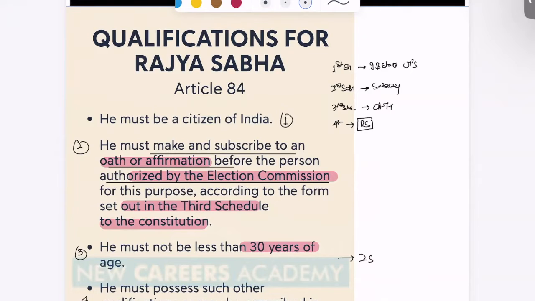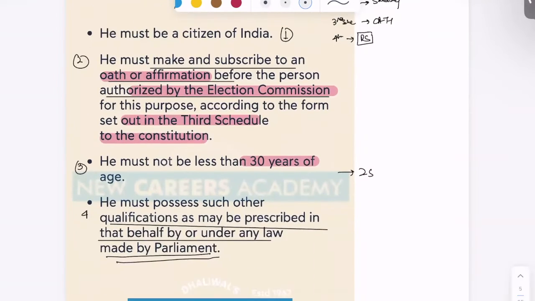Qualification क्या है? Citizen of India. Should be a registered voter. That is also there. Third, I should make an oath according to the third schedule. Is it clear? 30 years of age, must possess such other qualifications as prescribed by the Parliament. अब हमारे यहाँ पे अभी कोई qualification prescribed नहीं है. I can be a Rajya Sabha MP even if I'm uneducated.